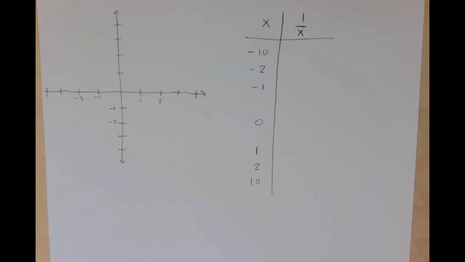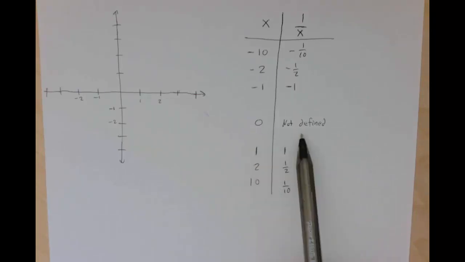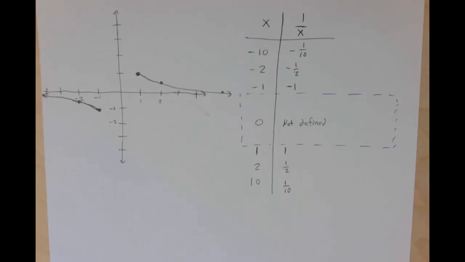Let's build our intuition for the graph 1 over x by actually plotting it. So first, I'll calculate a bunch of key points. The main interesting thing here is that when the input is 0, the output is not defined because you can't divide by 0. Let's go ahead and plot that.